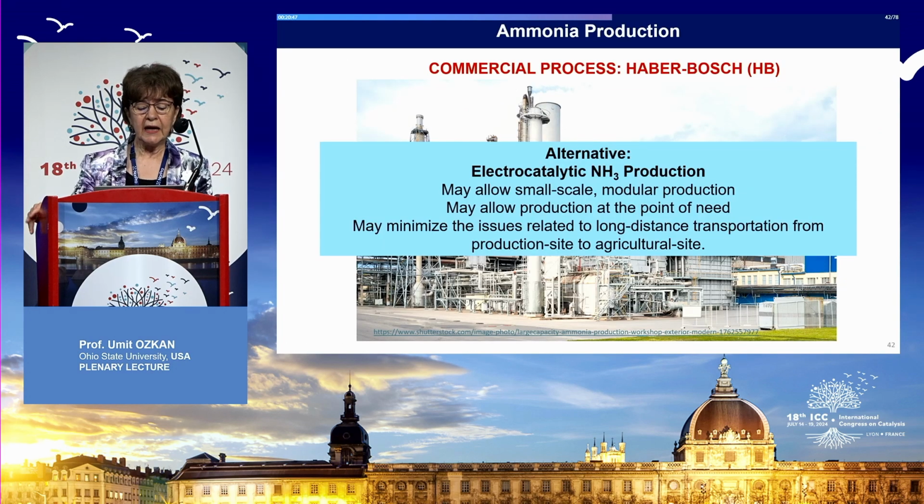Now, electrocatalytic ammonia production may allow small-scale modular production. It may allow production at the point of need, so you don't have to transport ammonia from one place to another. For example, you can make ammonia in modular form where we have the fertilizer plant or close to the agricultural site.